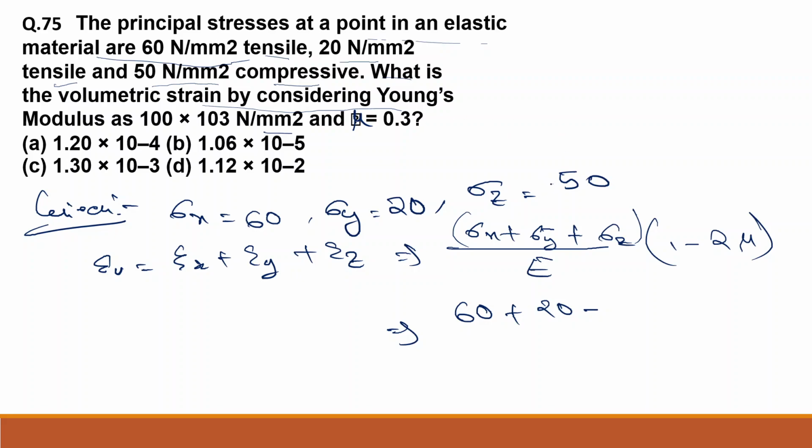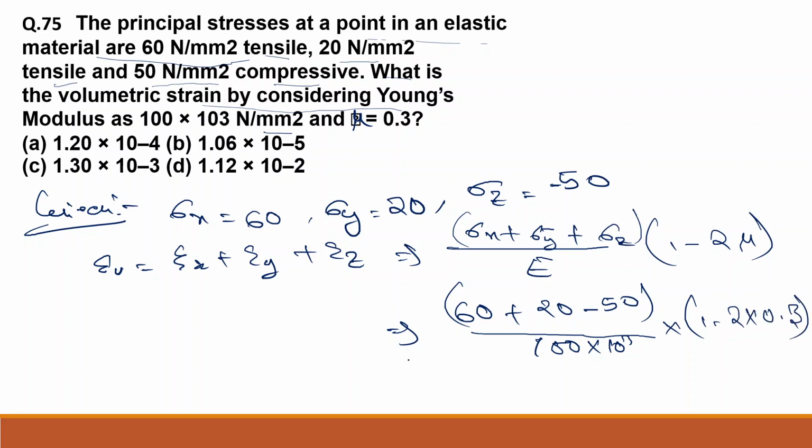because the compressive principal stress is taking place here, it will be minus 50, upon elastic modulus is 100 into 10 to the power 3, into 1 minus 2 into 0.3, equal to 1.2 into 10 to the power minus 4, is the absolute volumetric strain. 1.2 into 10 to the power minus 4 will be our right answer. Means option number A will be our right answer.